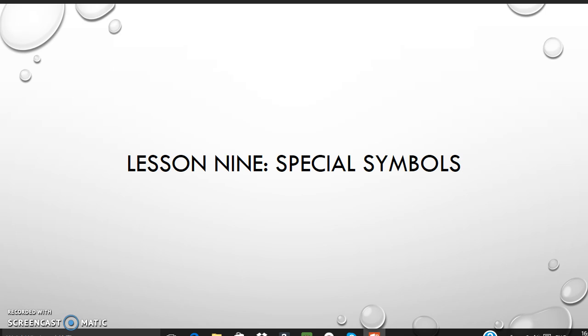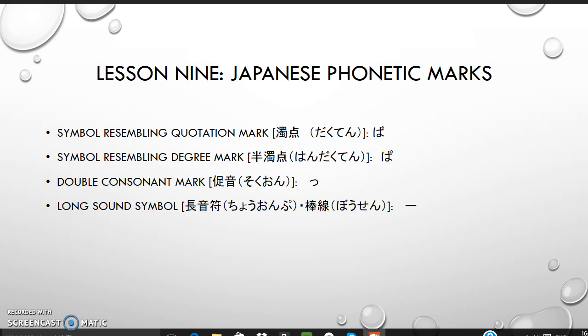Welcome to Lesson 9. Of course, we have these special marks in Japanese known as phonetic marks, and these phonetic marks essentially are used to indicate which kinds of sounds we should make while reading these particular characters. And so we have four major ones.